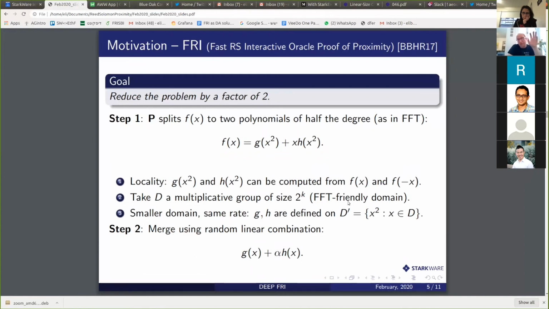Now, it's not hard to see by induction that you have perfect completeness, meaning that if f was a rate rho polynomial, then for any alpha that you pick, the new combination will maintain the exact same rho. So the degree to size of D prime ratio stays rho. And you do this by induction, you terminate basically when you have a constant polynomial or some constant degree polynomial. You read all of it, you see that the table agrees, and then you're done.